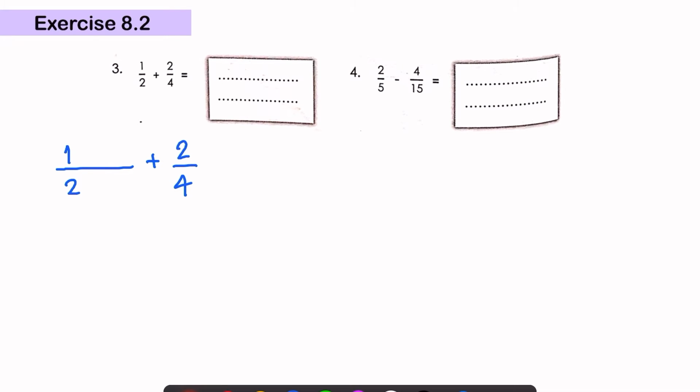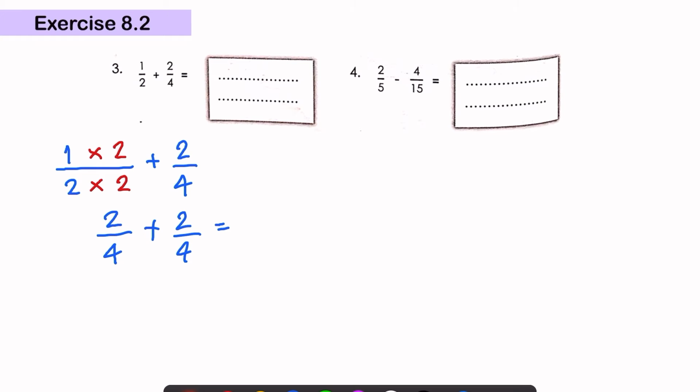Okay, I have 2 and 4. I need to change 2 to 4 by multiplying. Can you tell me, I need to multiply 2 by what number to get 4? Okay, I need to multiply 2 by 2. Okay, so I can get 4. And when I multiply 2 by 2, I need to do the same thing with the numerator. Okay, I have to multiply 1 by 2. So from 1 over 2, let's see, what do we get? We have 2 over 4 plus 2 over 4.